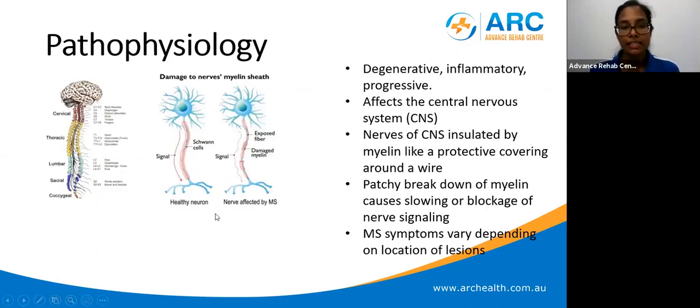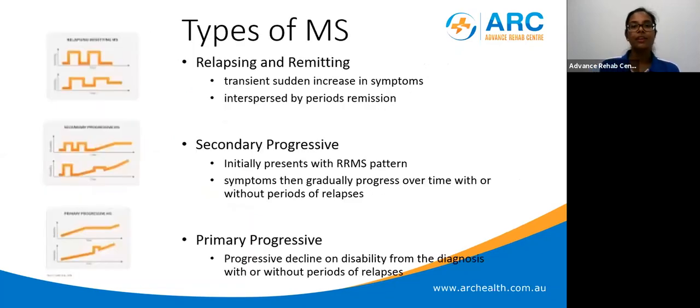So these lesions that happen in MS can happen anywhere within the central nervous system. So it could be in the brain, could be in the spinal cord, and depending on where these lesions occur, it can lead to a whole raft of different symptoms. And because of this, each person with MS is quite unique in the way they present, and they have their own unique set of symptoms. So there are 3 types of MS, broadly speaking.